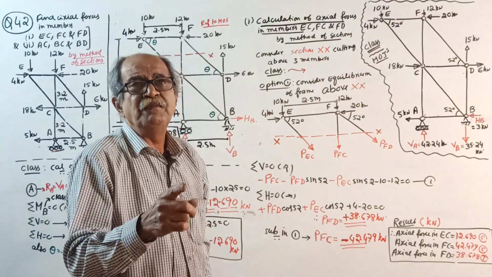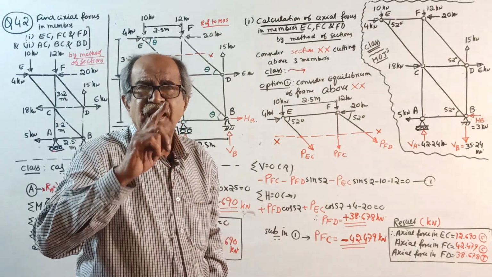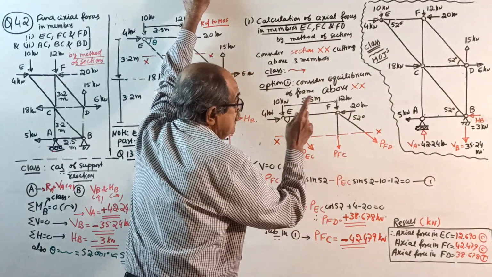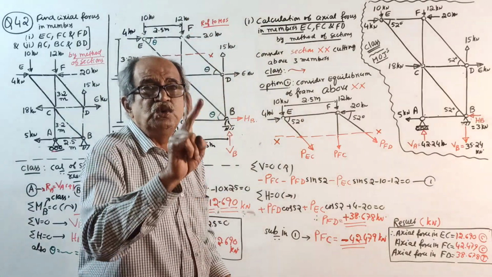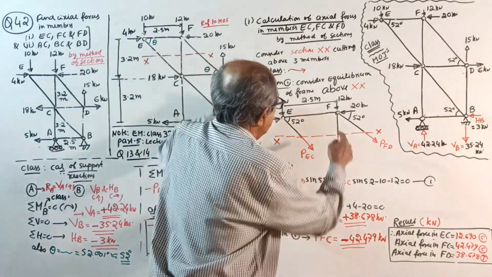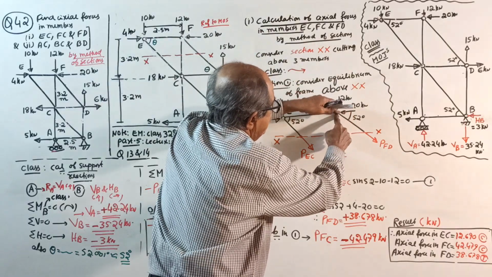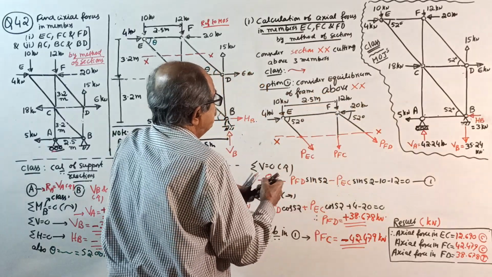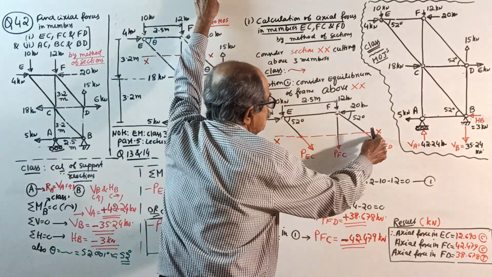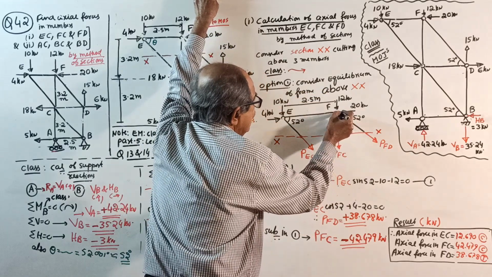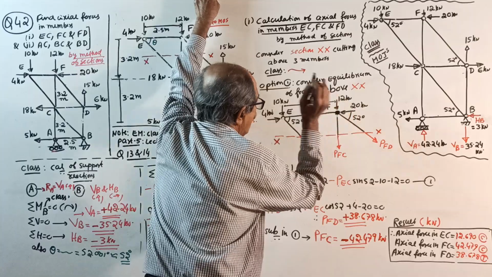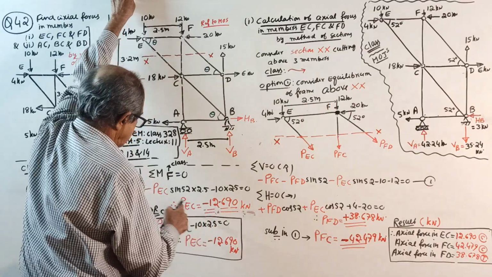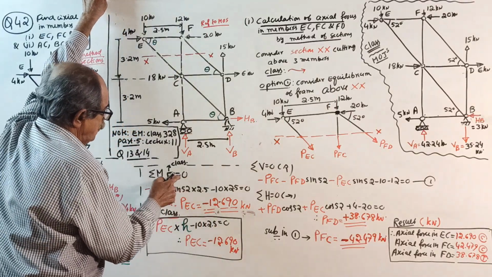This I maintain throughout my teaching. When you take sigma M equals 0, I told class after class, see the three unknowns here. See at which point two unknowns are meet. Yes sir, here, at the point F, PFD and PFC are meeting. Since among the three unknowns, two unknowns are meeting here, take moment about F. See, solid dot here. Sigma M about F equals 0. Why F?